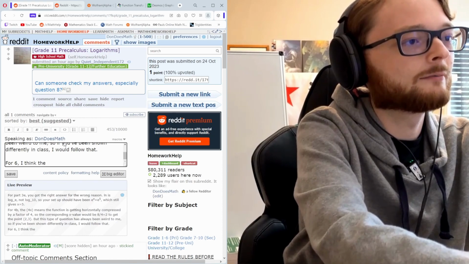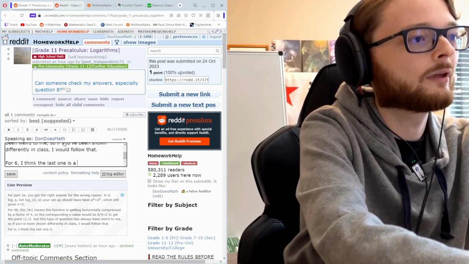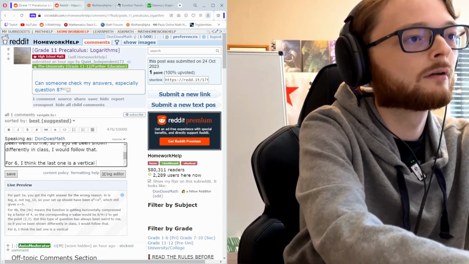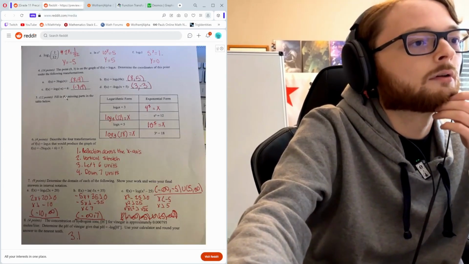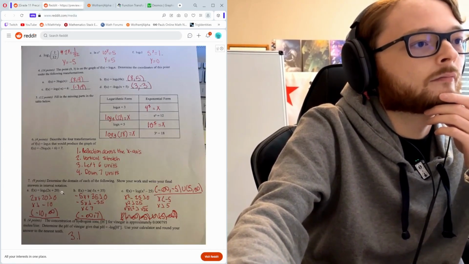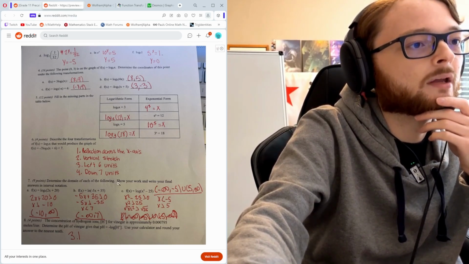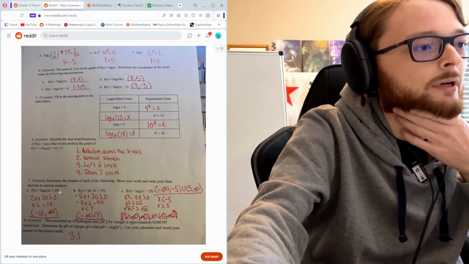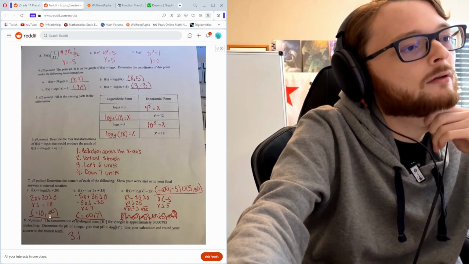I think the one is a shift upward. It's a vertical shift up. Not down. Okay, then for part 7, domain of each of the following. 2x plus 20 has to be greater than 0. So x has to be greater than -10. That looks perfect.